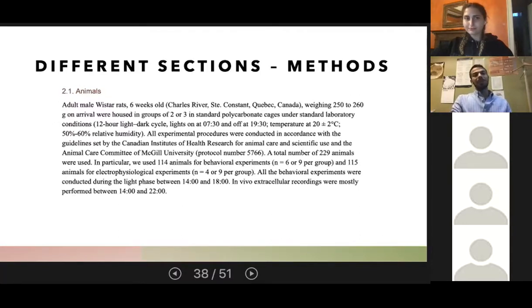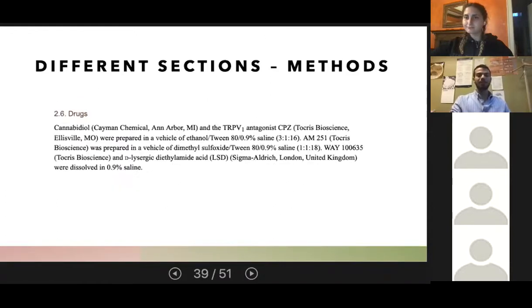So this is the animal section of their methods. And so here they have to explain exactly which strain of animal they used, their weights, the conditions in which the animals were housed, the fact that the experiment was approved by an ethics committee, what time the experiments were performed. As I said, someone should be able to perfectly replicate the experiment just by reading this section.